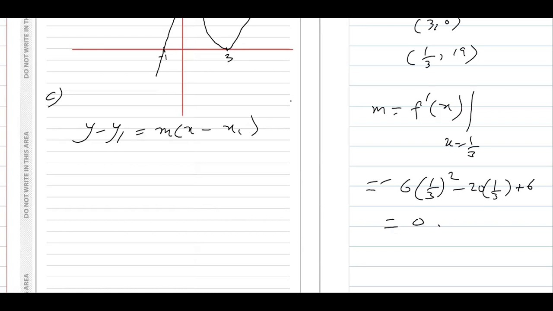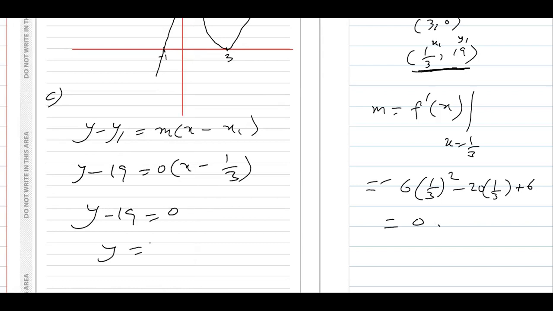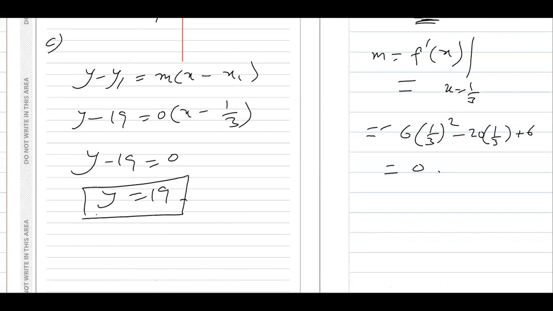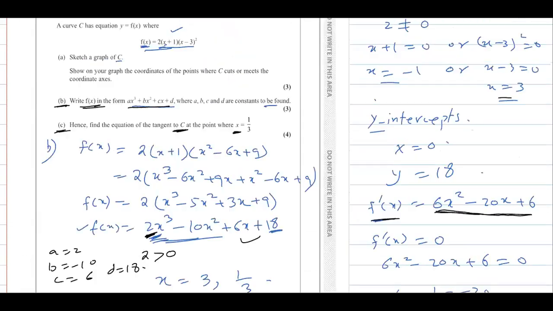If the gradient is 0, then this is your point: this is your x1, this is your y1. So y minus 19 is equal to 0 into x minus 1 over 3. So that will be y minus 19 equal to 0, so y is equal to 19. Even without checking that, you should know that this is actually a turning point, and at a turning point the gradient will be 0. Clearly at this point the gradient will be 0. So the equation is y is equal to 19. It can be done directly without solving all that. It was just easy to solve. Clear?